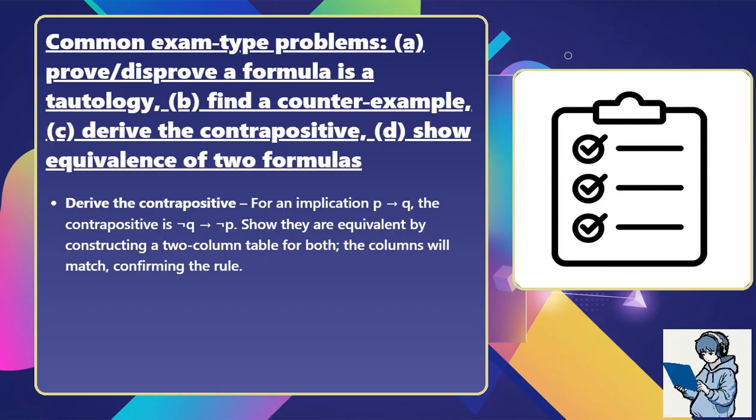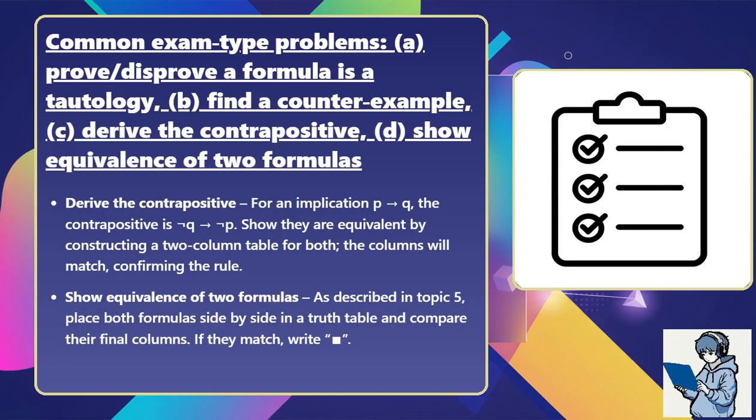Derive the contrapositive for an implication P implies Q. The contrapositive is not Q implies not P. Show they are equivalent by constructing a two-column table for both. The columns will match, confirming the rule. Show equivalence of two formulas, as described in topic 5. Place both formulas side by side in a truth table and compare their final columns. If they match, write end of proof. Practicing these patterns builds intuition and speed.